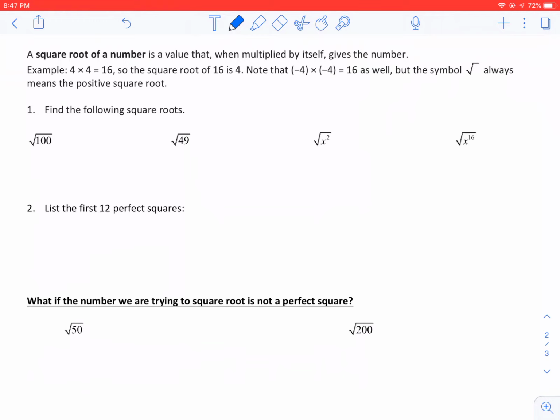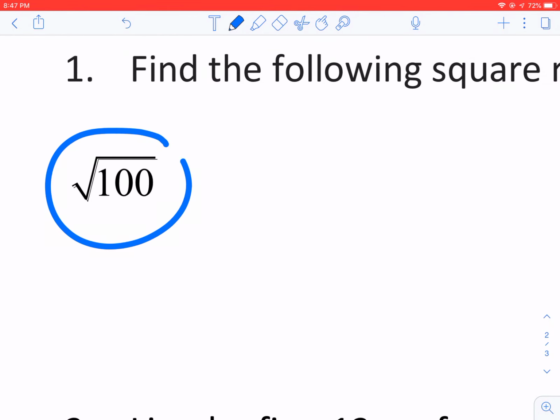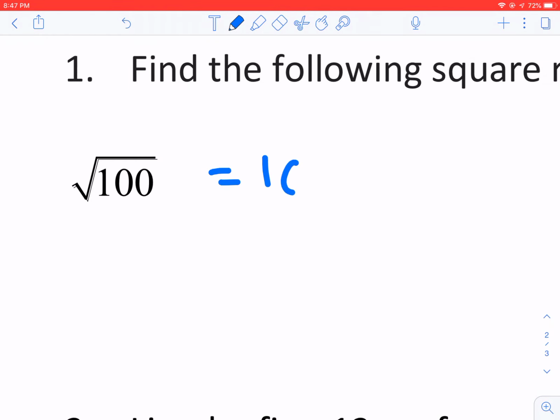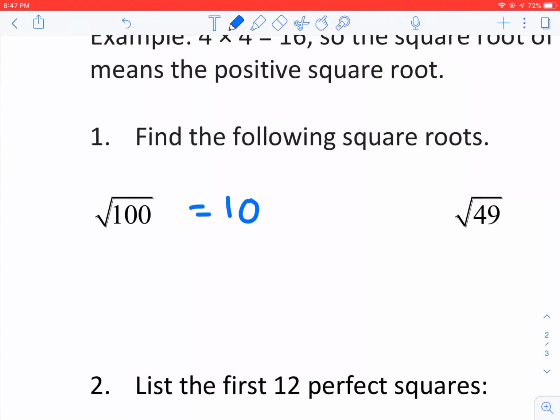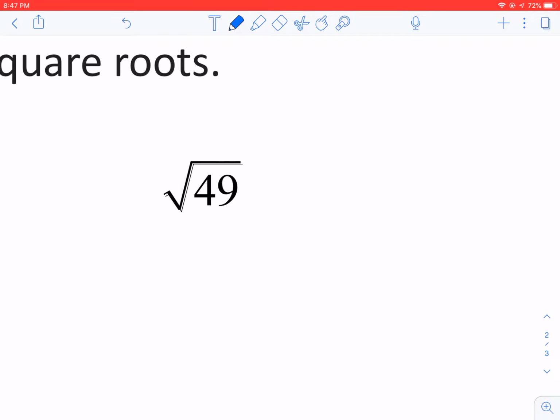So find the following square roots. What number multiplied by itself gives us 100? Alright. It's 10. 10 times 10 is 100. The square root of 100 is 10. What number times itself gives us 49? The answer is 7. 7 times 7 is 49. Right.